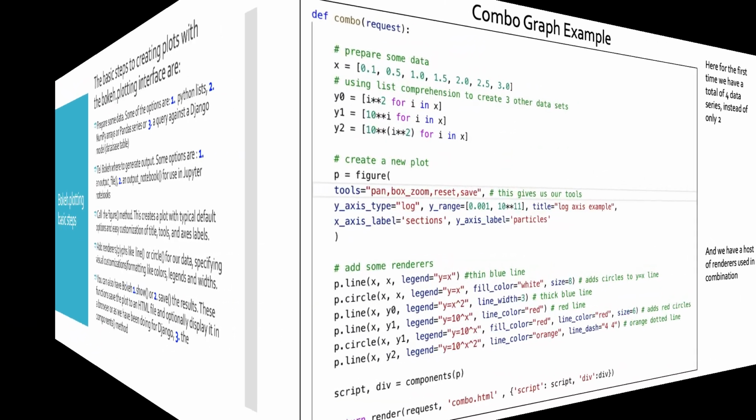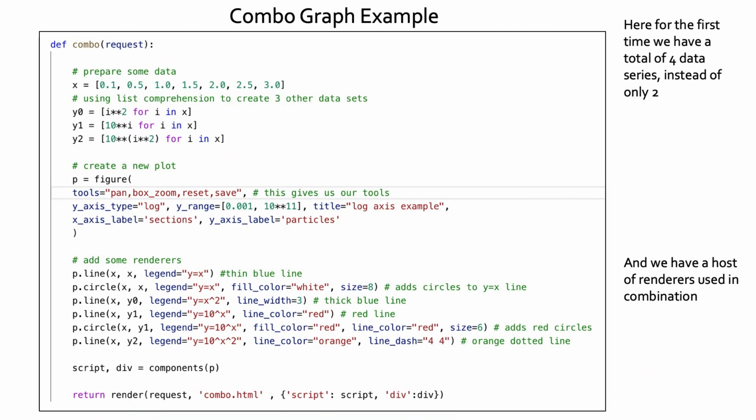and we'll continue to use that method. Okay, and here for the first time, we have a combo graph. We have a total of 4 data series instead of only 2. We have our X data, our y0, y1, y2 data here. We have our usual figure, p equals figure, with a bunch of different options and attributes set there. And then we have a slew of renderers.